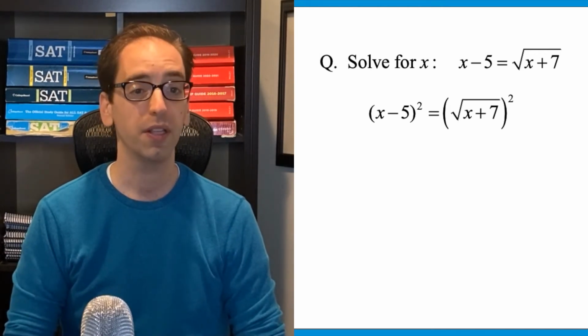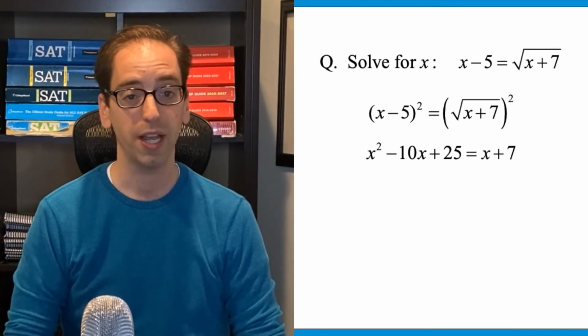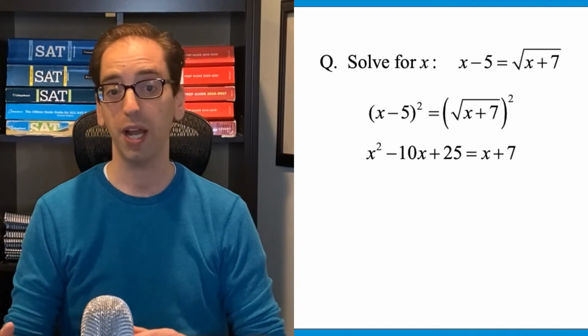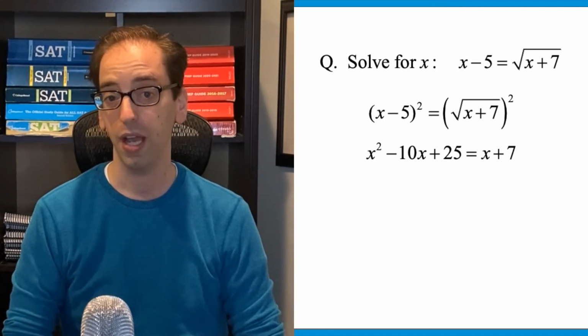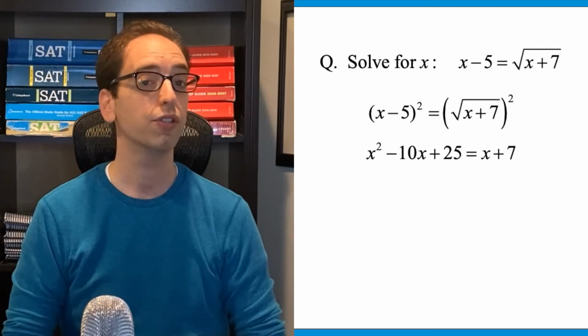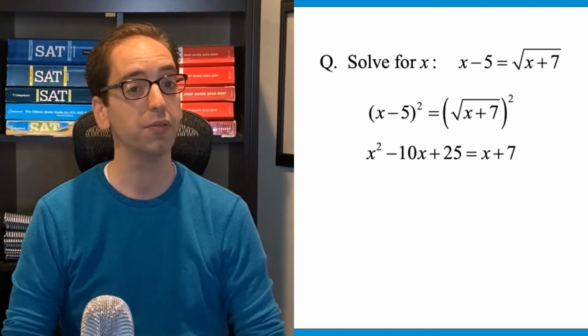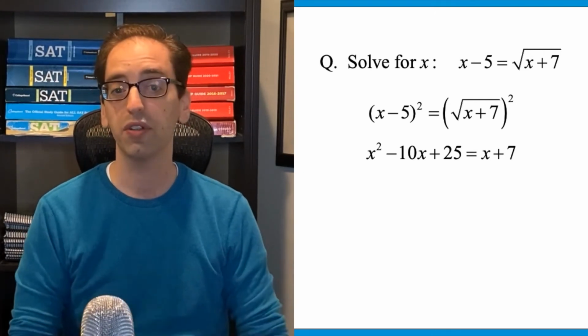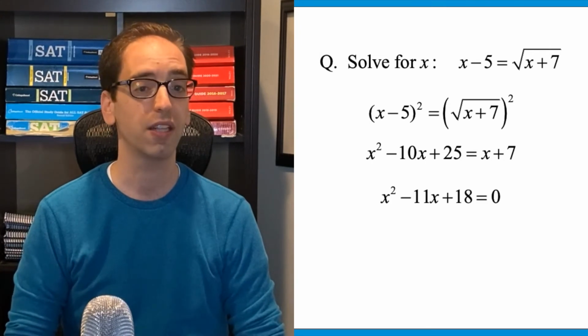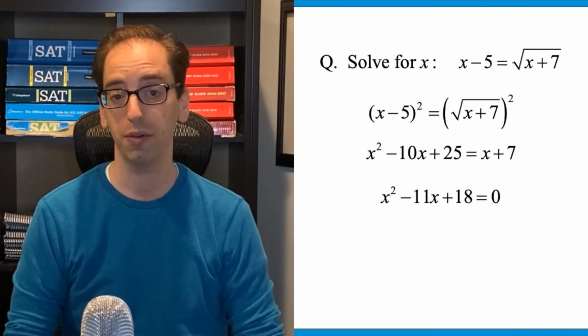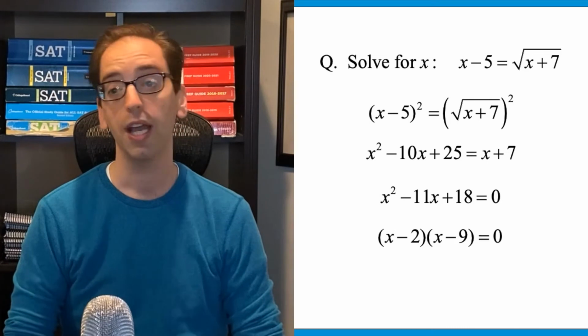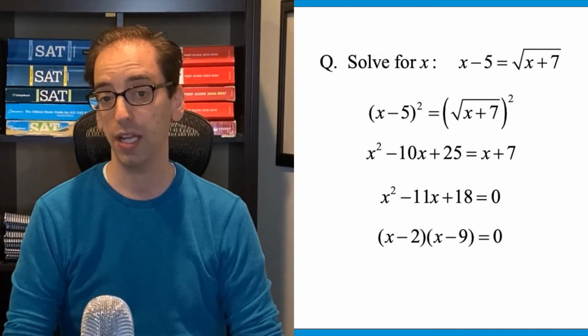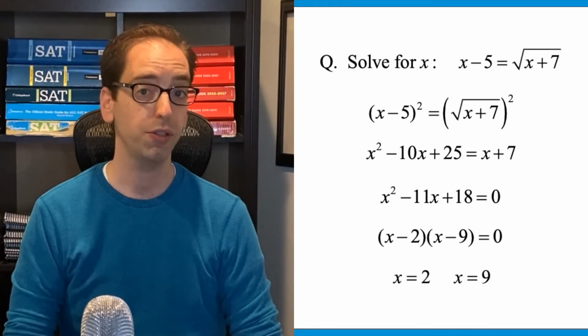So that would become on the left, x squared minus 10x plus 25, and then on the right, the radical would just disappear, x plus 7. Again, we have a trinomial. Time to set equal to 0 and factor. So moving everything over would give us x squared minus 11x plus 18 equals 0. And factoring would give x minus 2 times x minus 9 is 0, which means x is 2 and x is 9. So solving this equation means x is 2 and 9.